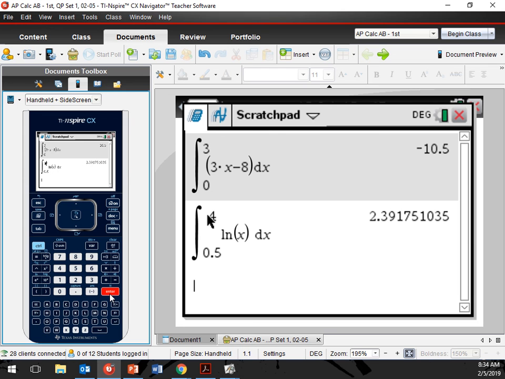Wait, so how do you do it if you know calculus? It's an identity. You treat it like an identity. There's a formula. Yeah, there's an identity. It's in those flashcards I gave you.